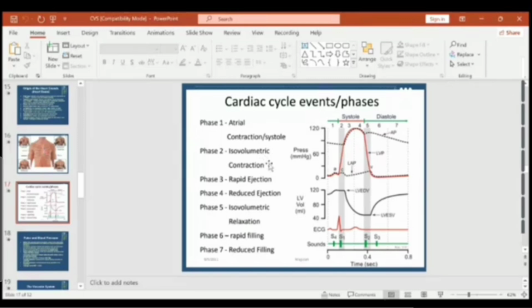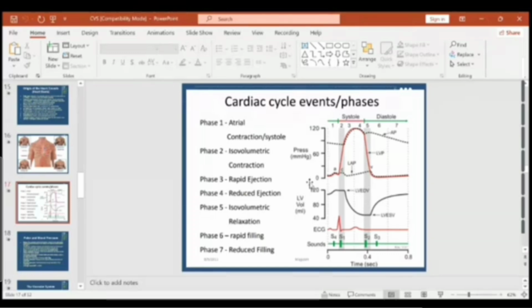It would be followed by the rapid ejection. So rapid ejection is when the ventricles are pumping blood out, which happens in 2 stages. Initially it will pump very fast. We call that the rapid ejection, and in a few seconds it is followed by a slightly slower ejection, which also takes another few seconds before the valves close.